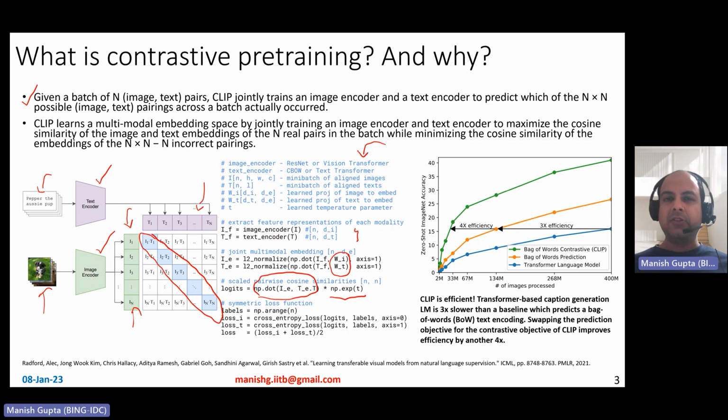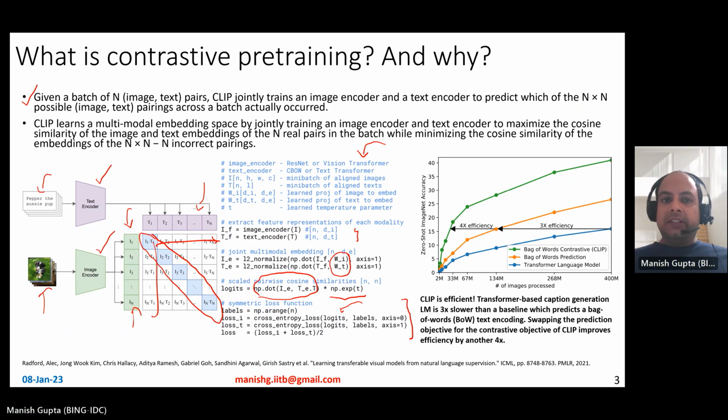So typically people consider temperature as the hyperparameter, the softmax temperature, but here they in fact treat it as a parameter and try to learn it while doing backpropagation. Right? So the loss function that is used is a symmetric loss function, symmetric cross entropy loss. So you compute cross entropy loss between logits and labels in the x and the y direction, in both the directions, and then take the average of that.